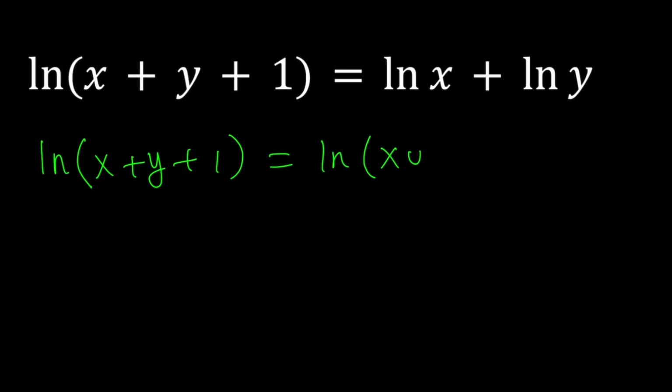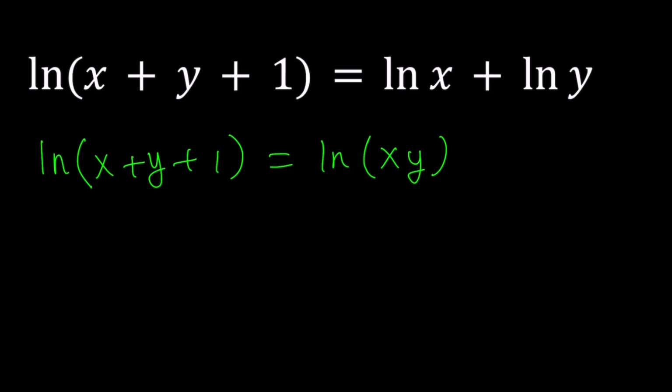So let's write the right-hand side as ln(xy). We can't write the log of a sum. We can't break it down, but if you have a product or a quotient, you can always break it down. So the expression on the left-hand side is kind of unbreakable. That's why we had to work on the right-hand side. Make sense? But now we have the ln's on both sides.